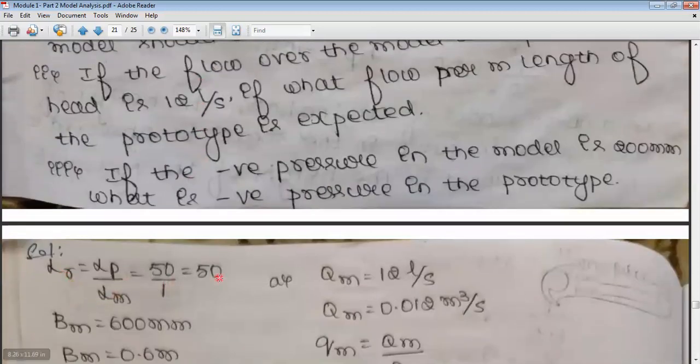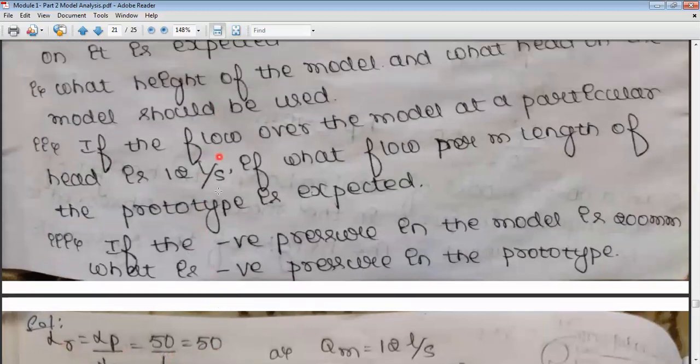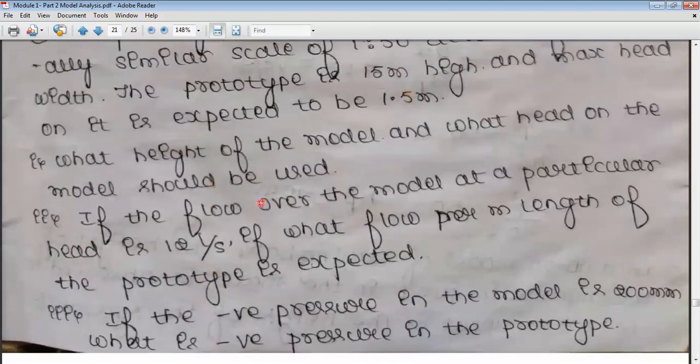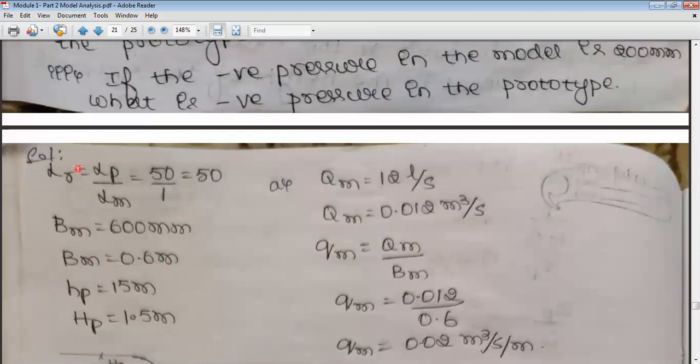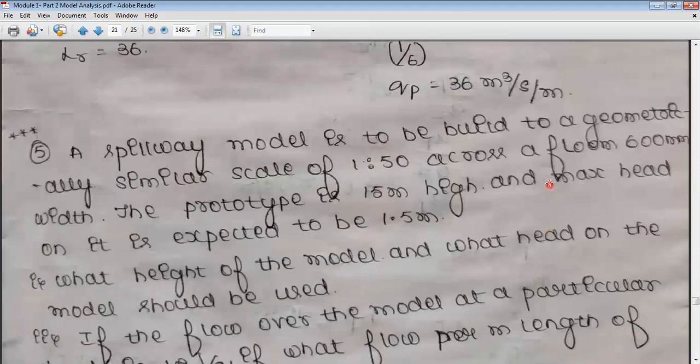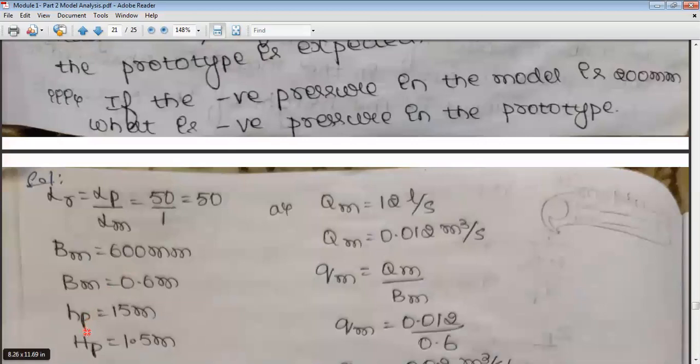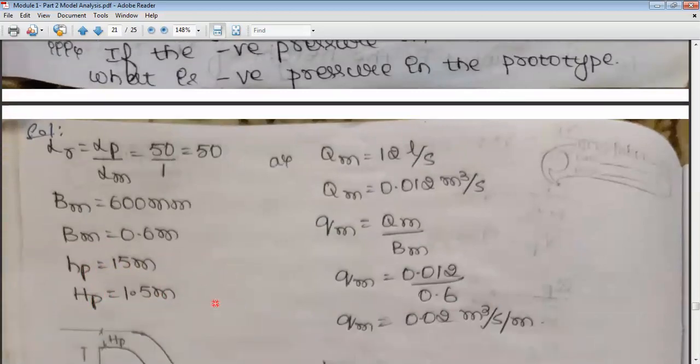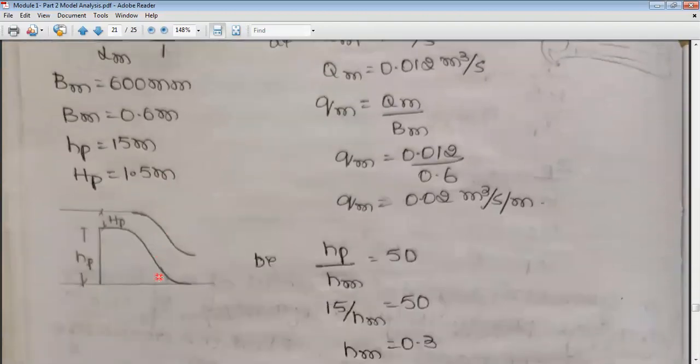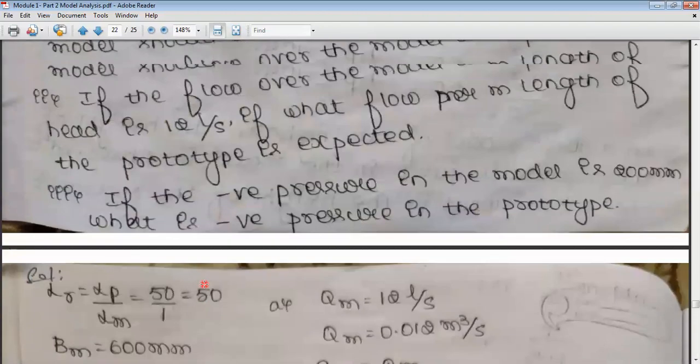So LR is given as 50. The height of the prototype is given as 15. Here I have written the details. The width of the model, that is 600 mm, since it is geometrically across a flume of 600 mm width. Okay. So the height of the prototype is 15 meter. Capital HP, the head, is 1.5 meter. Okay. You observe here.